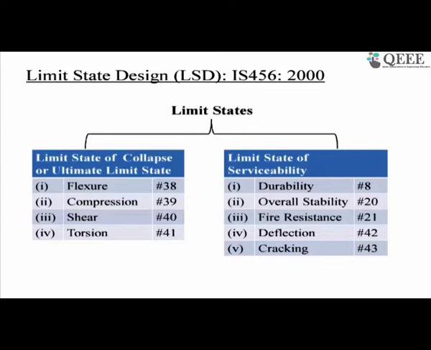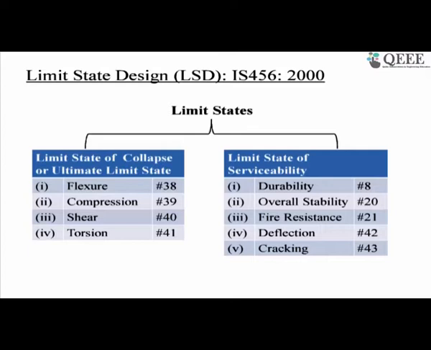Limit state of collapse, again we can have, suppose we take a structure, if we take a beam for instance, we can have bending in a beam, we can have shear force. Any structure may be subjected to compression, a structure may be subjected to torsion, the structure may fail in different modes. Okay, it may fail in flexure, it may fail in compression, shear, it may fail in torsion. These are the clauses which discuss different limit states of safety or limit state of collapse.